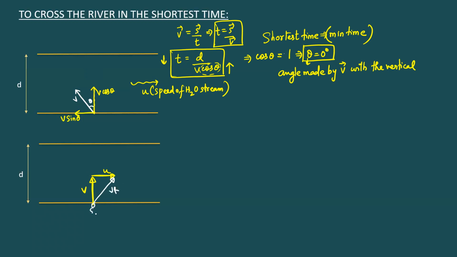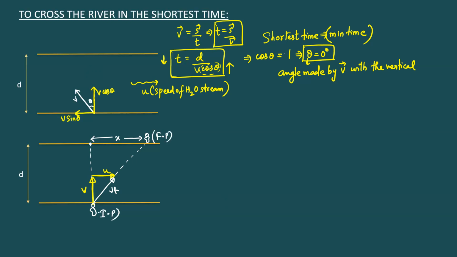So ultimately, if he's starting here, he will reach somewhere here. So there will be some drift. He expected that he will reach here, but he will be reaching in this direction, and he will reach over here. This will be the final point, and this will be the initial point.